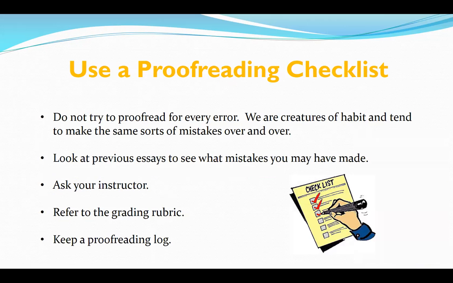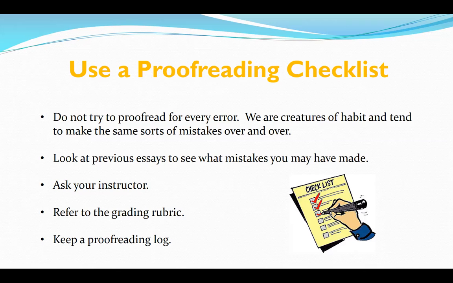So you should use a proofreading checklist. Don't try to proofread for every error. We're creatures of habit. We tend to make the same sorts of mistakes over and over. So I went looking especially for "there," "are," "is," and "although" in those word searches I did. If you know you tend to make mistakes the same way, look for those particular mistakes. As a hint, look at previous essays to see what mistakes you may have made. If you're in doubt, ask your instructor. We'll know what kind of mistakes you're making. It's our job, it's what we do.